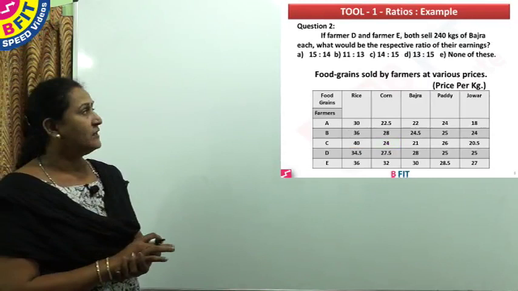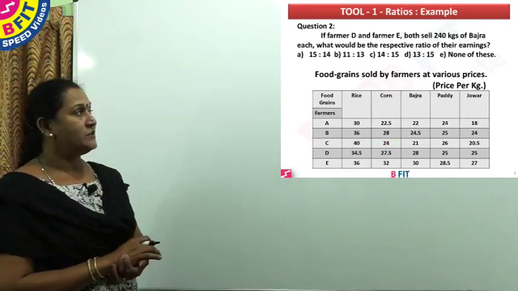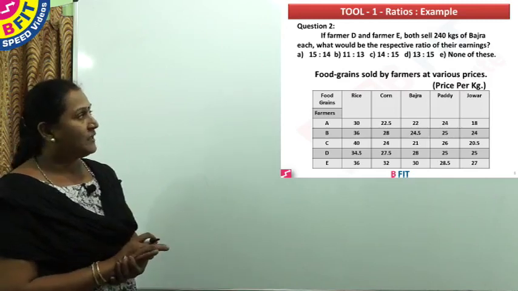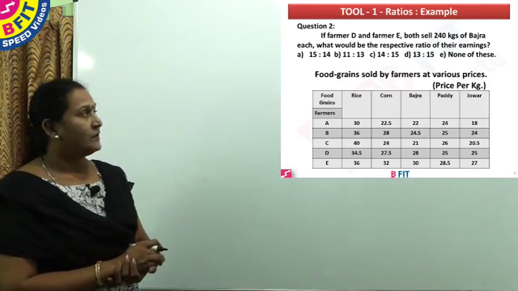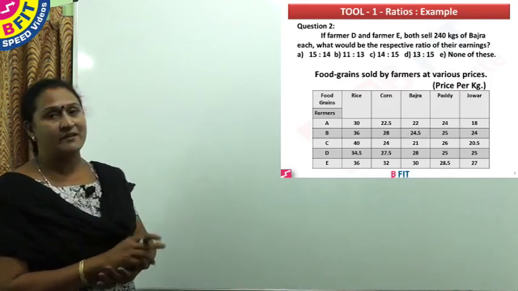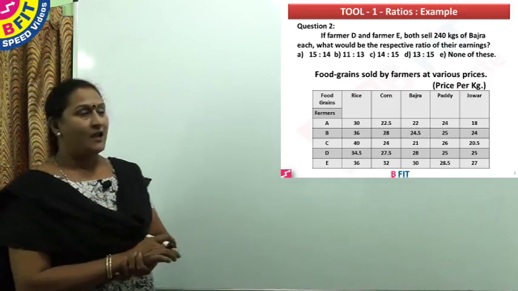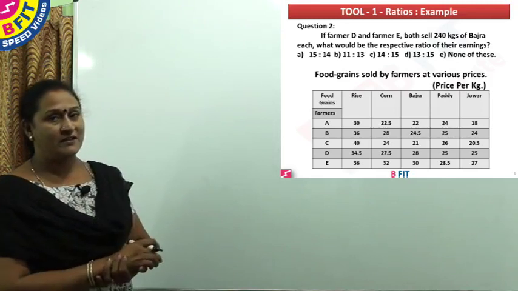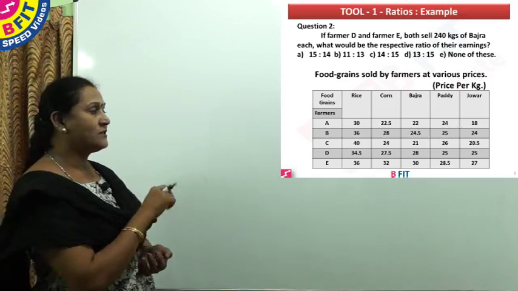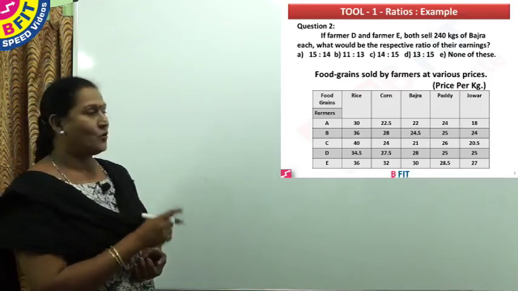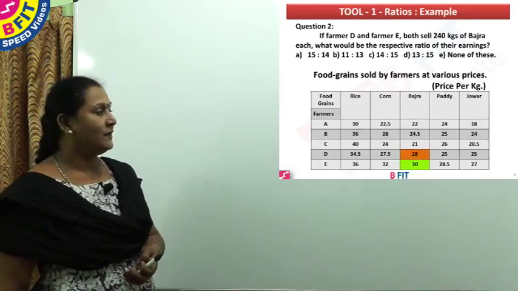The question is: if farmer D and farmer E both sell 240 kgs of bajra each, what would be the respective ratio of their earnings? What is the question asked? The ratio of earnings for two farmers D and E. What is the quantity they sell? 240 each. And how will students proceed? They'll multiply the quantity of 240 into the cost of bajra per kg, what D is selling and what E is selling. We'll see the working table.